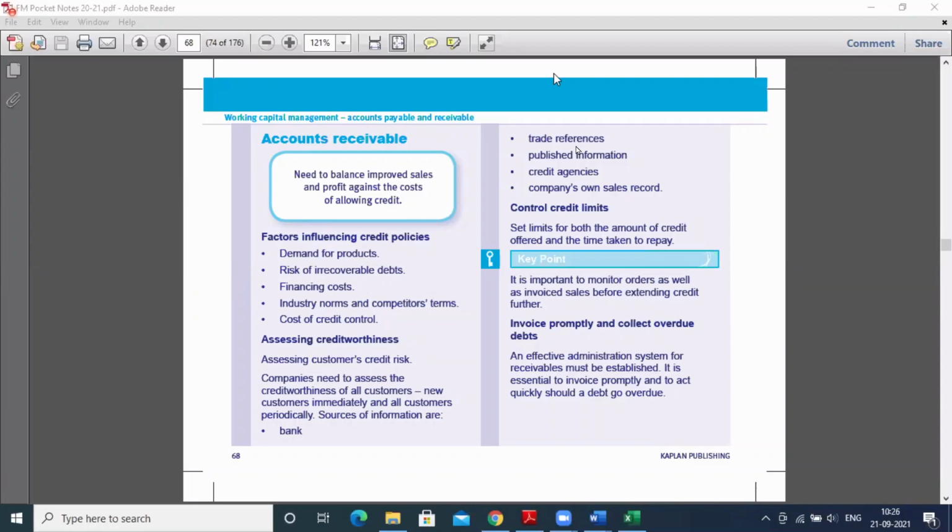And it is important to monitor the orders as well as invoice sales before extending the credit period. And invoice promptly and collect overdue debt. This is very, very important. So an effective, it means invoice properly means whenever the sale is done, without much time, an invoice should be raised, and collect overdue debt. It means frequent reminders should be sent and proper steps should be followed to collect the overdue debt. Suppose if your credit collection department is not effective, then definitely the company will be under severe financial challenges.